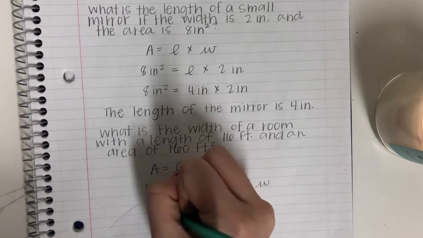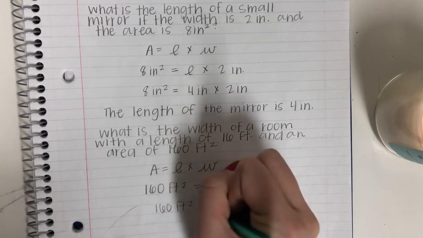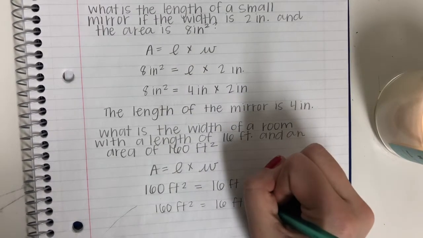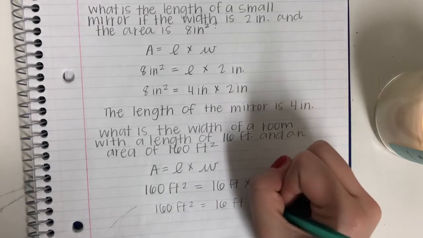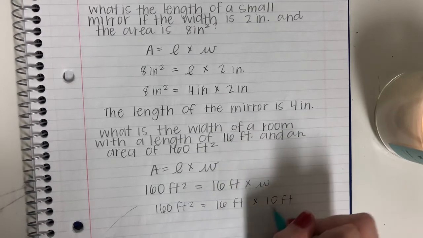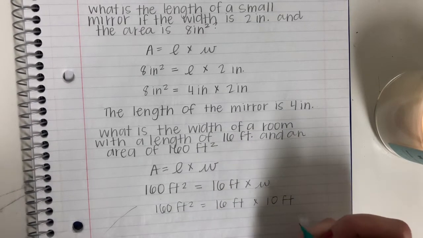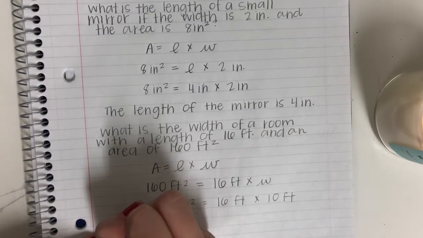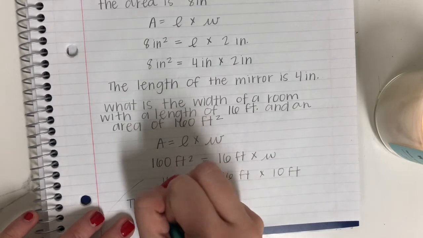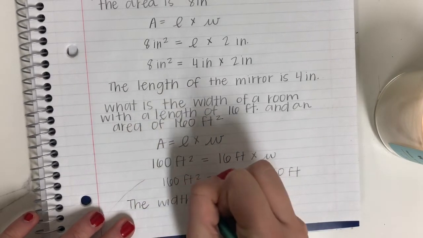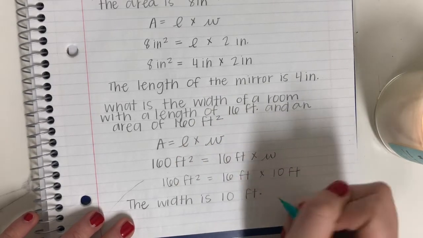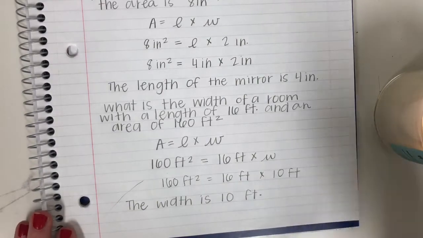So let's see, is 160 feet squared equal to 16 feet times 10 feet? Well, 16 times 1 is 16, add a 0, that's 160. So I would write, what am I looking for, width? The width is 10 feet.